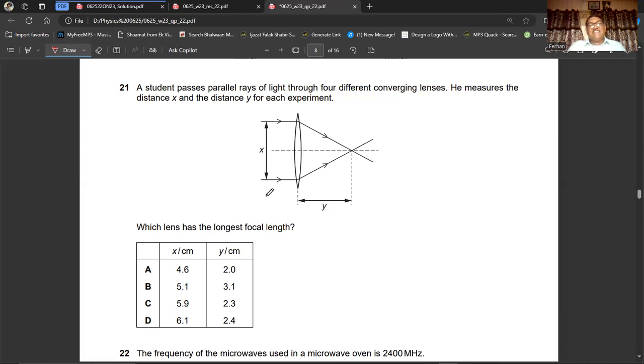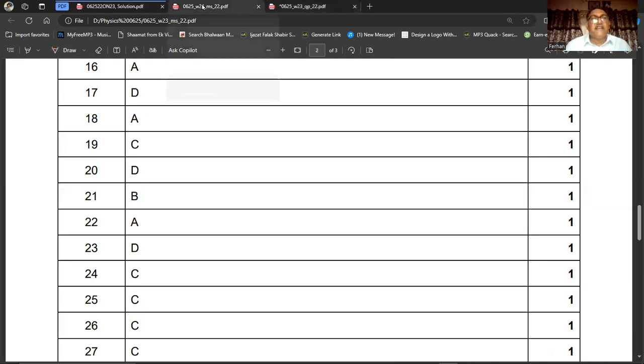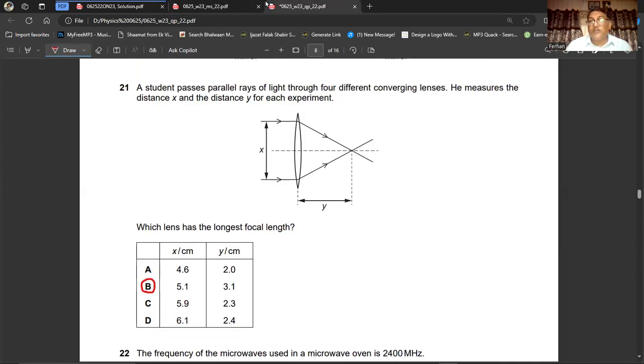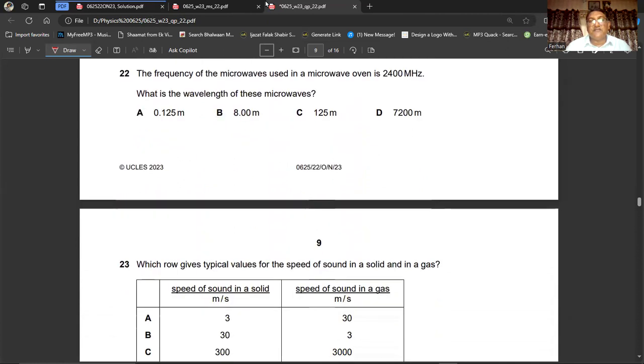So which lens has the longest focal length? Clearly, this one. The X has nothing to do with this, it is just to confuse you. Focal length, Y value. So I think for question 21, B is the option, sir. That is right, sir. Hopefully you understand. It's a little tricky question.